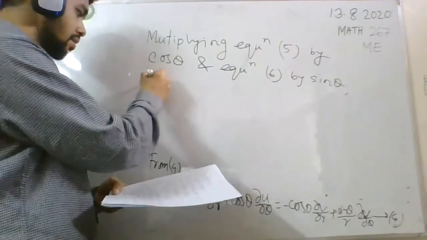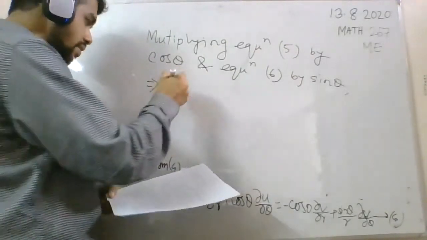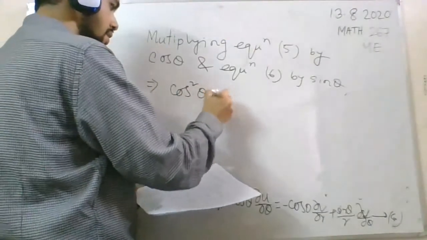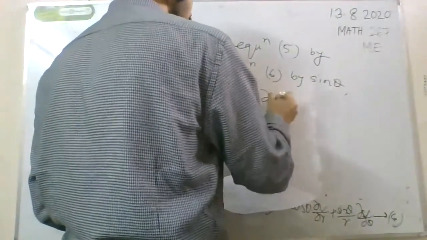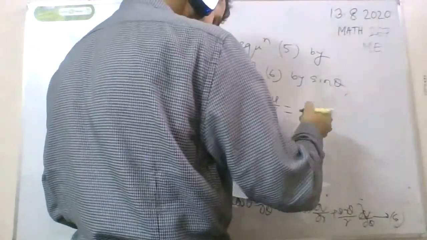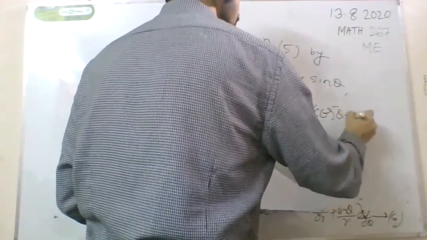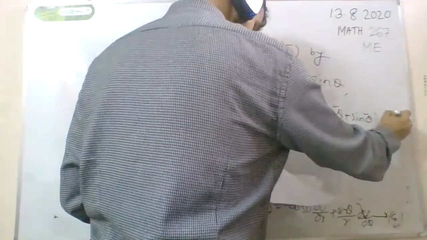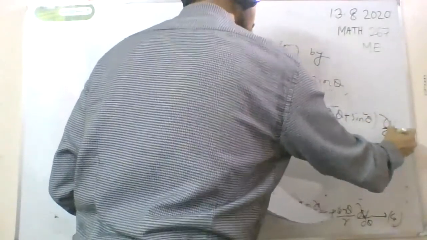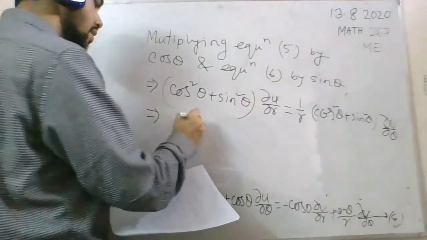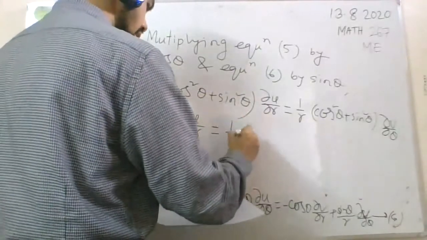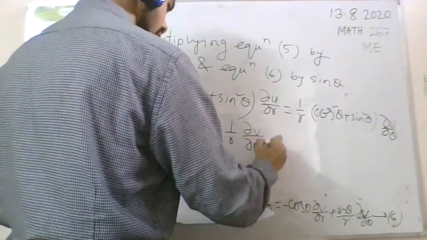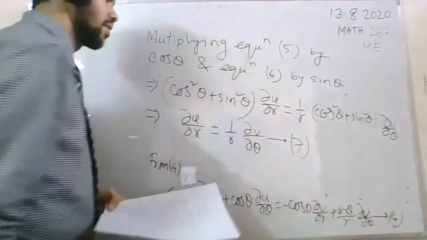Plus what remains is cos square theta plus sin square theta into del u by del r equals to 1 by r, cos square theta sin square theta here del v by del theta. Okay, and after that del u by del r equals to 1 by r del v by del theta. This is equation 7.